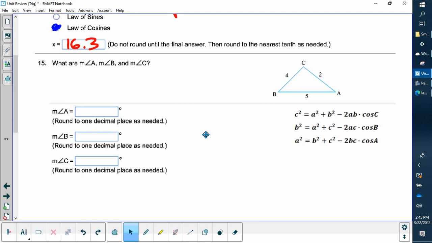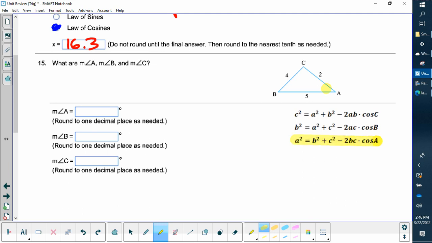All right, this one's a little more intense, okay? Let's start with big A. So I'm looking for big A. And I notice the only equation I have up here that has a big A in it is the bottom one. So I'm going to use this bottom one again.